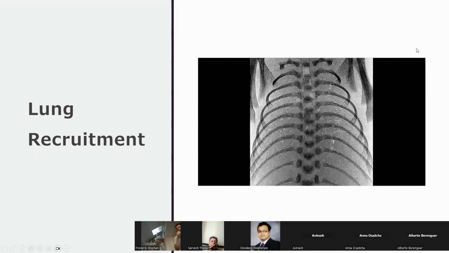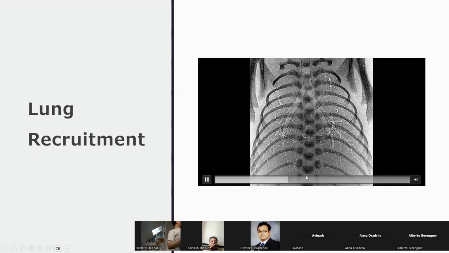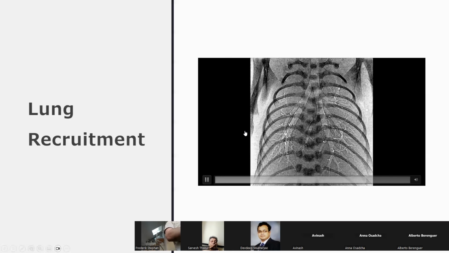But really, this is just an example of an extremely preterm lamb being ventilated. And what you'll see is that as you increase the PEEP, it's going up. You can see recruitment of the more distal areas of the lung. So PEEP is just one mechanism, but it is probably one of the most effective mechanisms.